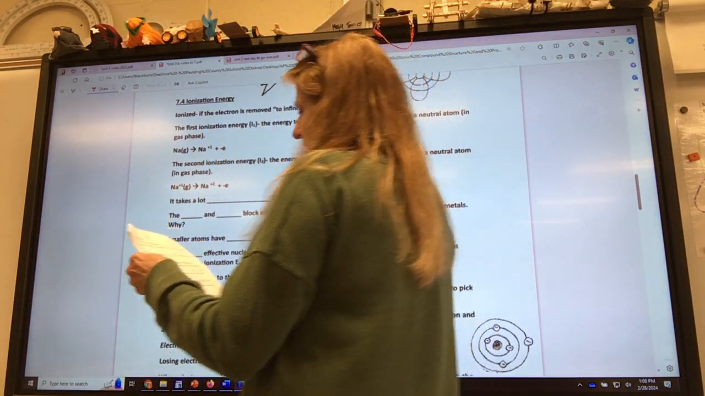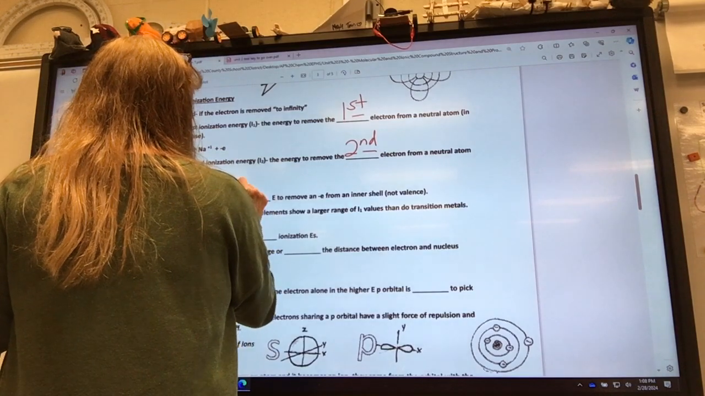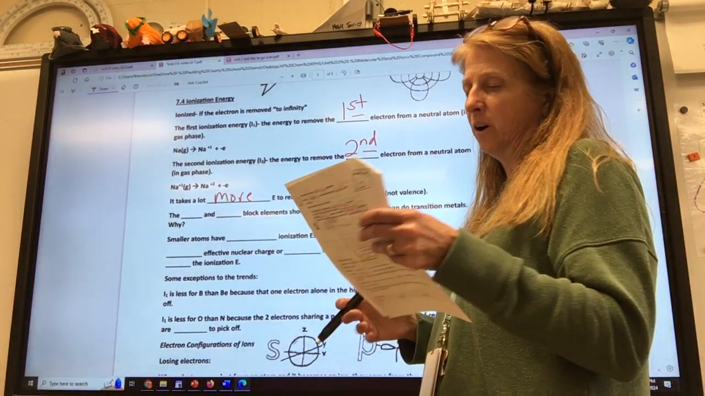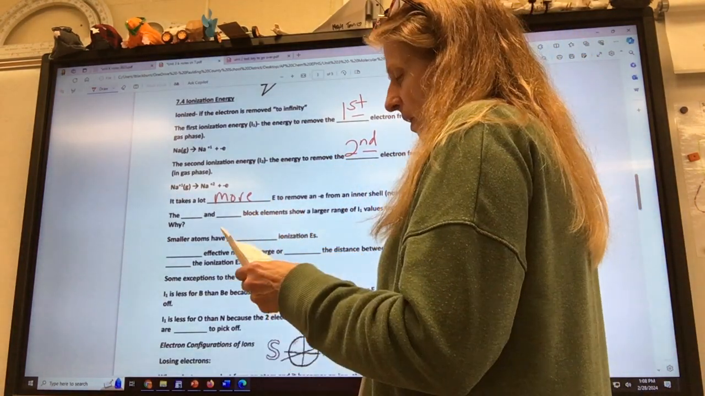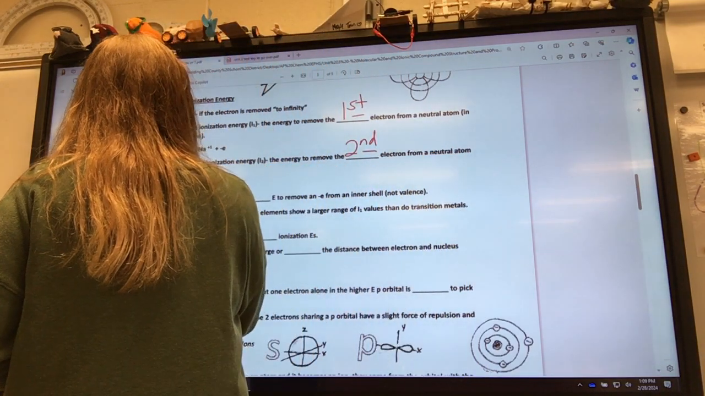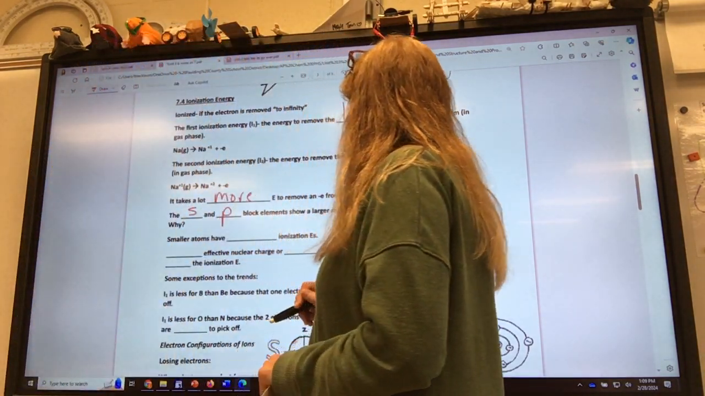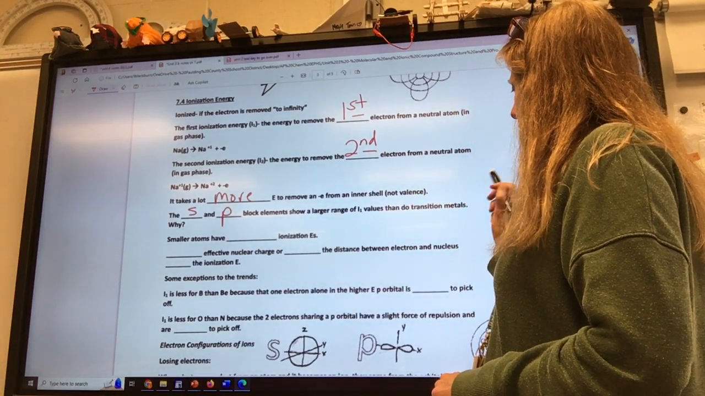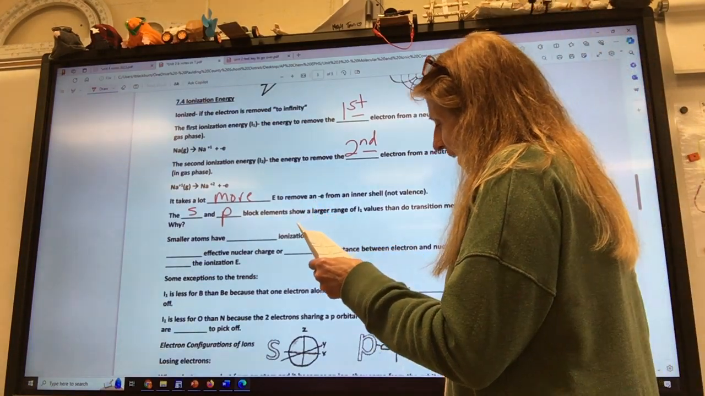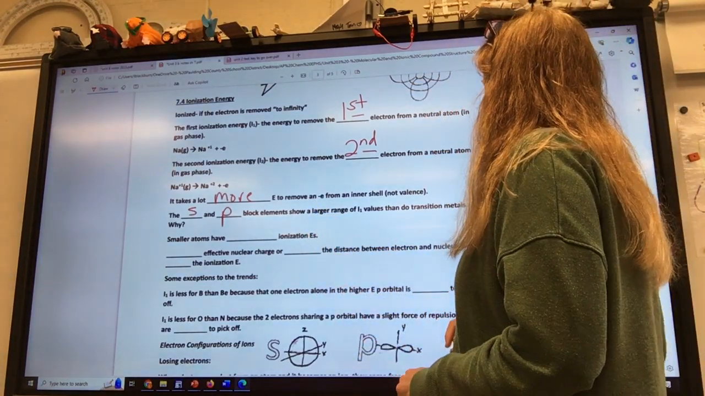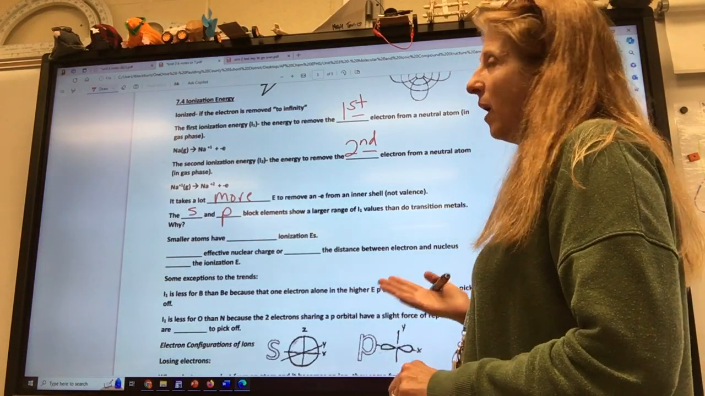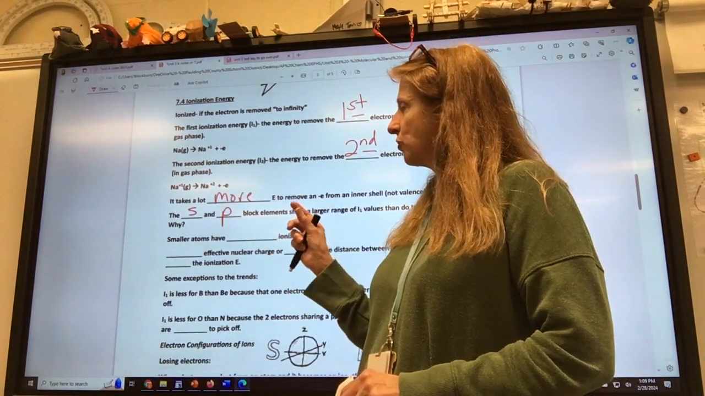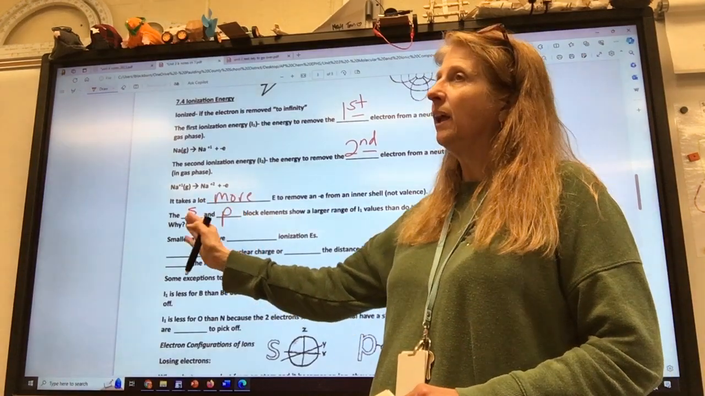So it takes a lot more energy to remove an electron from an inner shell, not valence. And that's what that second one was for sodium. Another thing has to do with this is that the S and P block elements show a larger range of ionization energy values than do the transition metals, okay? So why is it harder to take an electron out of an S or P than it is out of a D?